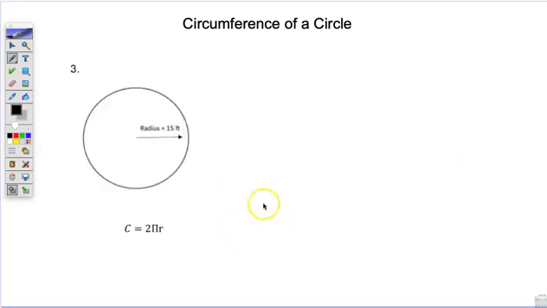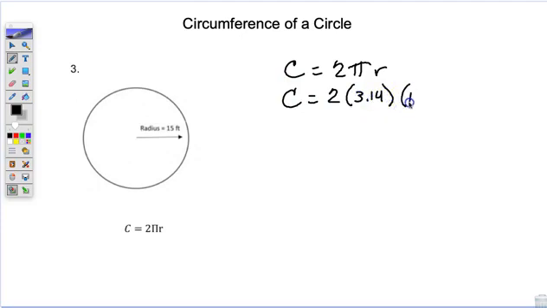One last example using this formula. We again have our radius, which is 15 feet. So I'm going to use 3.14 for pi again and insert 15 for the radius. Multiplying these three numbers together, you should get 94.2 feet.